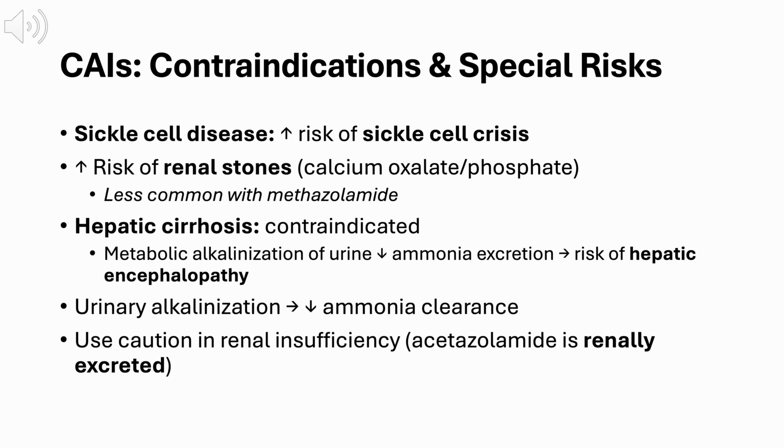The same urinary alkalinization effect can further impair ammonia clearance even in patients without overt liver disease. Lastly, use caution in renal insufficiency, since acetazolamide is excreted unchanged by the kidneys and can accumulate to toxic levels if renal function is reduced.